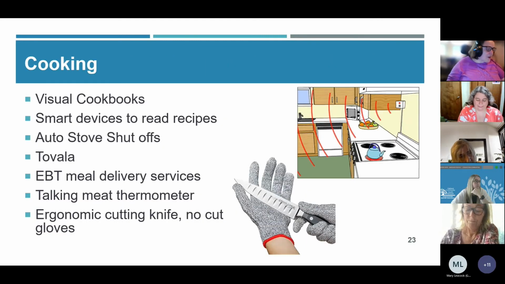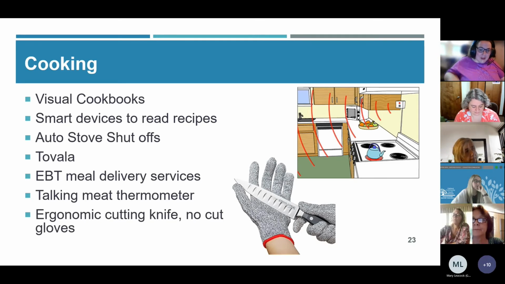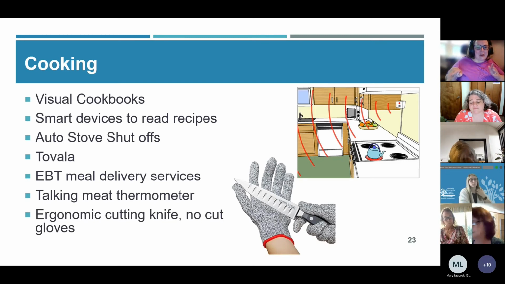So some assistive technology that's available for cooking are visual cookbooks. Again, smart devices can read recipes, can help you follow step by step, can show pictures. Again, we have that picture of the auto stove shut off, so those devices that enable the stove to shut off if it's been left alone too long. We talked a little bit about the tabletop ovens. I have one called the Consori. There's also one called the Tavala. I think there's another one called the June.